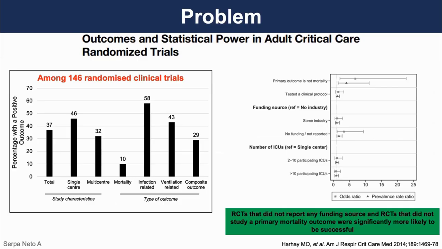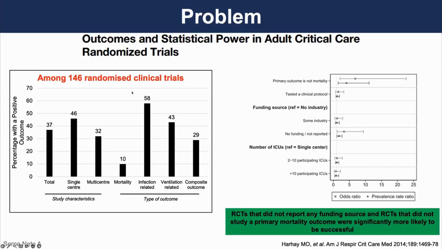It's really nice. You can see this is an investigation of around 146 clinical trials in ICU, and they investigated factors or characteristics associated with a positive outcome or a positive study. And they found that only 10% of the studies reporting mortality as an outcome had a positive result, reporting a difference or a benefit in mortality with a determined intervention. The number of trials with positive findings increased when an infection-related outcome was used.